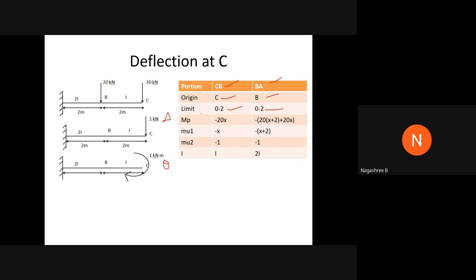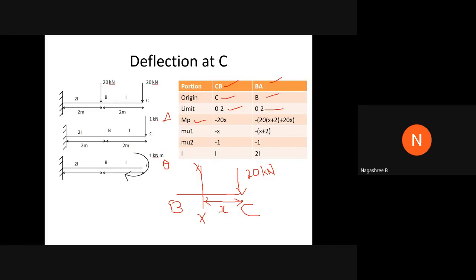Next, I need to compute the Mp value, that is the moment due to the real loads. In order to compute the moment due to real loads, I take the section separately, only the BC part. This is the load of 20 kilonewton, and I take the section here, XX, at a distance of small x from point C.